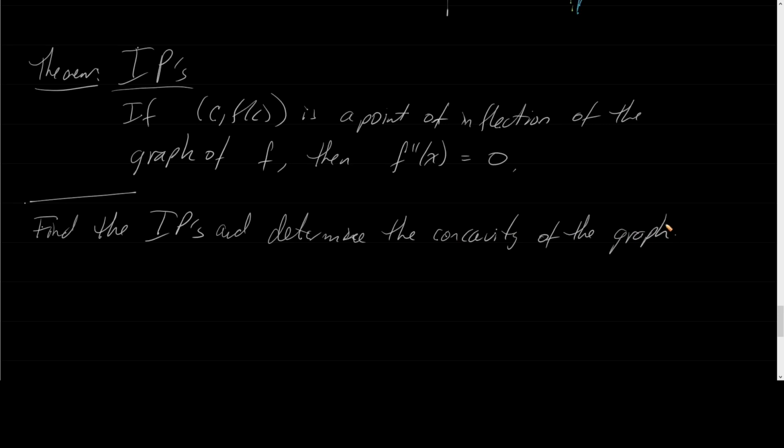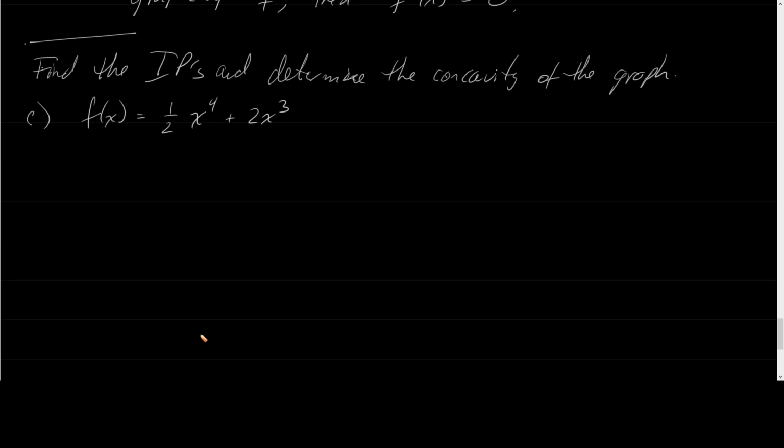All right. So let's say that I have f of x is equal to 1/2 x to the fourth plus 2x to the third. We're trying to find the point of inflection. So inflection point is for the second derivative. To get there, I must first find the first derivative, right? So f prime of x would be 2x cubed plus 6x squared, giving us that f double prime of x is 6x squared plus 12x.